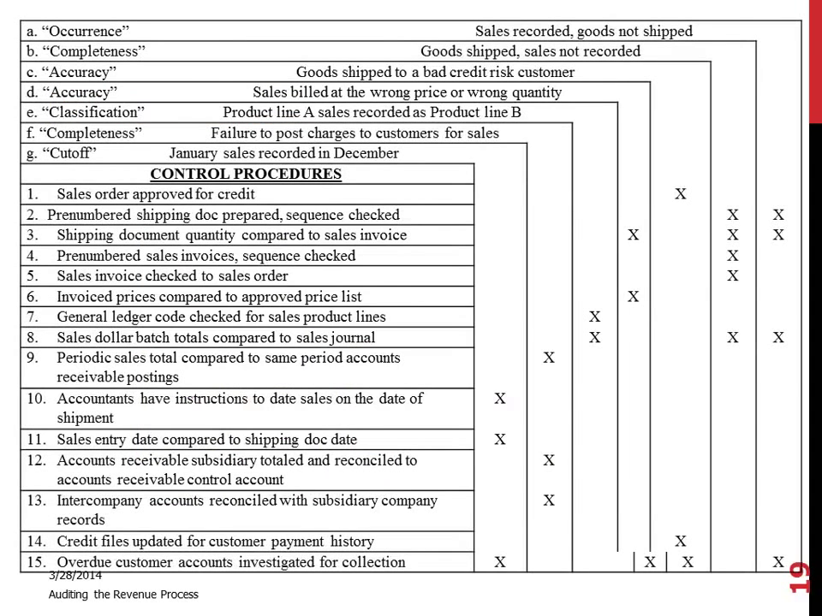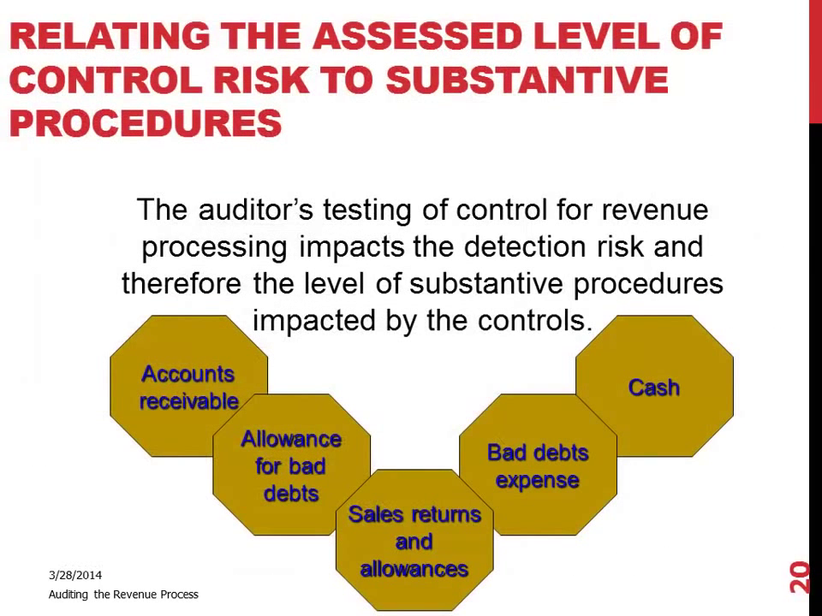I'm going to skip through this. So the objective of testing those controls is determining how much reliance you can place on those controls. Because the more reliance that you can place on your tested controls, you're going to reduce your substantive testing. You're going to reduce the amount of substantive testing that you have to perform, right?